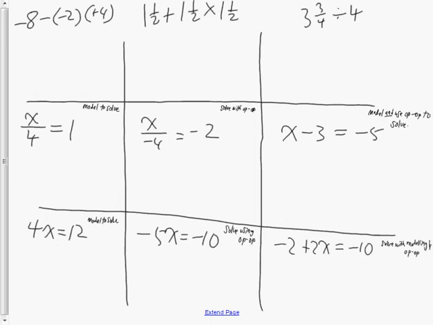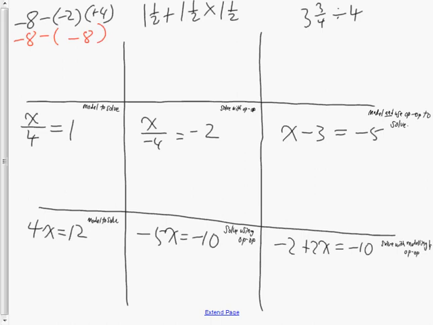So the first question is an integer order of operations question. It says -8 take away the product of -2 and +4. The first thing I'm going to do is multiply -2 by +4, and I get -8. And everything else just comes down right below it. So the only thing I simplified here was that, and I got -8, and everything stayed where it was.